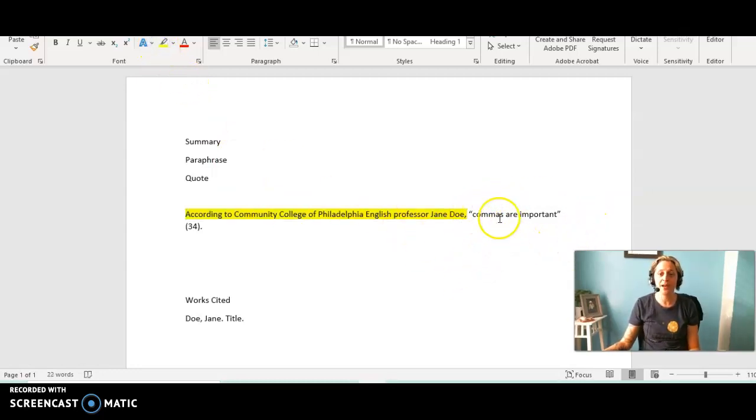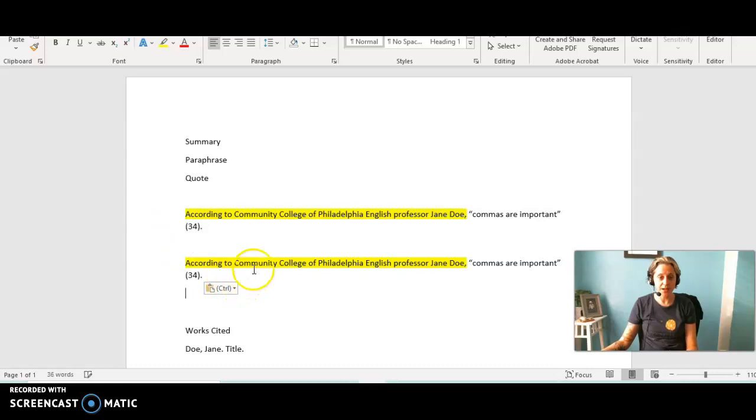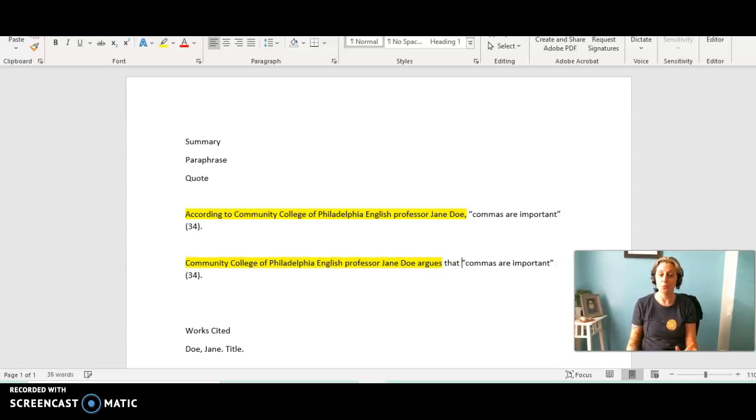If you're quoting verbatim, you have to use quotation marks. If there's a page number, if it's not an e-source, you have to include the page number, right? And there are a couple different ways. You don't have to say according to, right? You could say, Community College of Philadelphia English professor Jane Doe argues that commas are important, right?